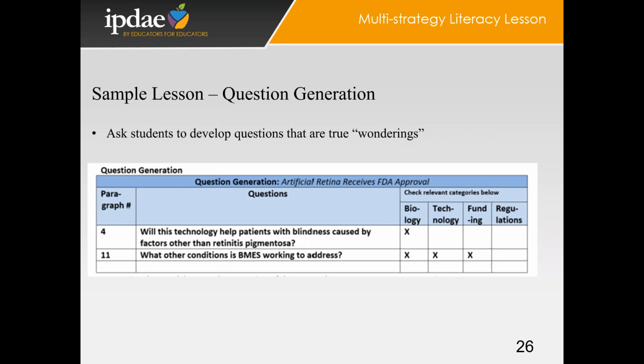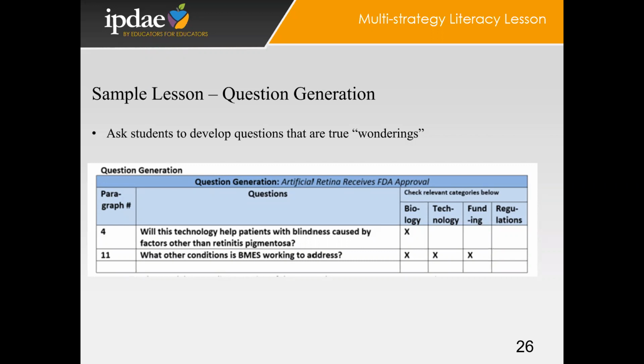So we move on to question generation, and question generation just provides students with the chance to generate their own questions based on true wonderings, not necessarily to formulate test questions with multiple choice answers, but to think about what they really wonder about after all the work that they've done with this particular article. And you see a couple of questions that we came up with here and the categories they relate to. The questions that students may have may not relate to any of those categories, and that's fine.